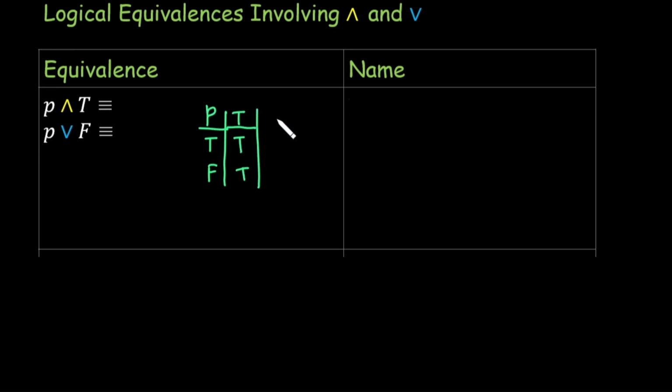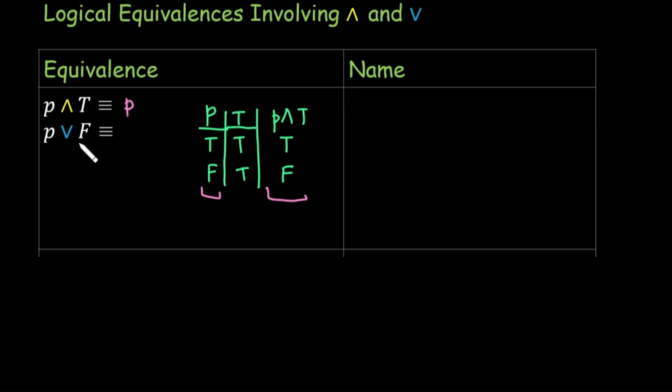P can be true or false, and we are operating with the true statement, which is always true. Now we operate P with true using conjunction. P and Q is true when both are true. So in the first case we get true and in the second case false. Logically equivalent statements have the same truth values, and you can observe that the first and third columns have the same truth values. So P and true is logically equivalent to P.